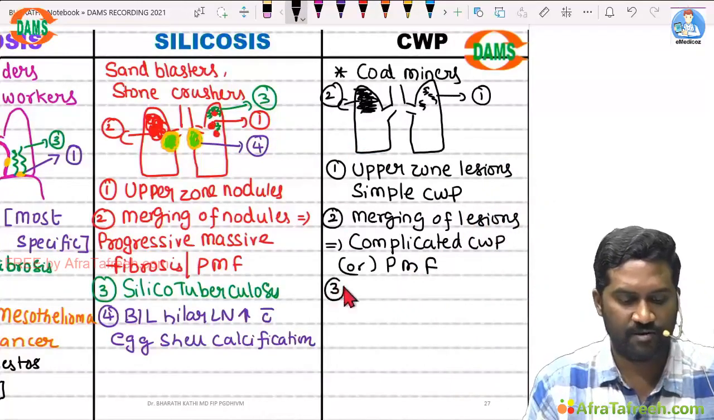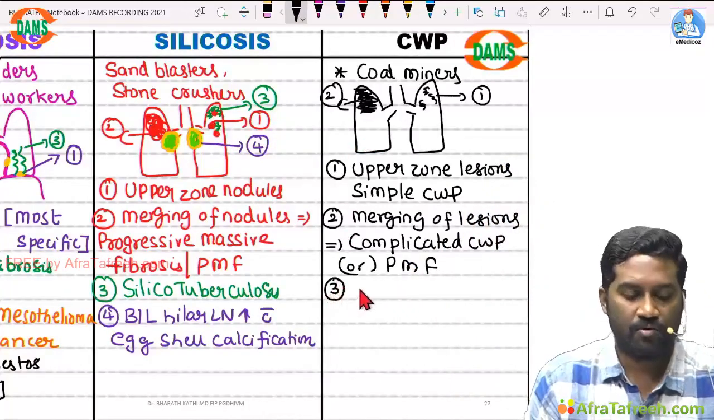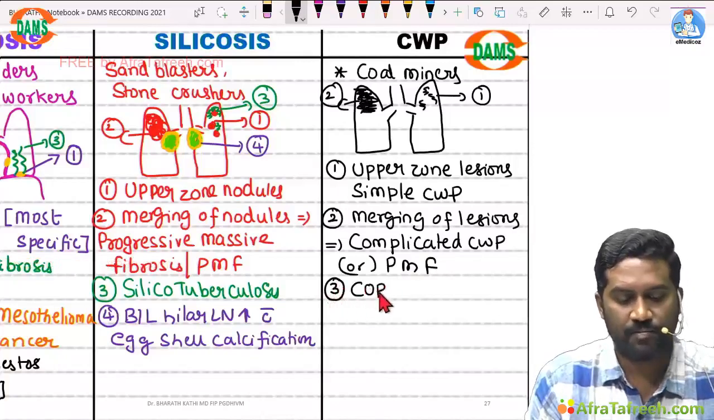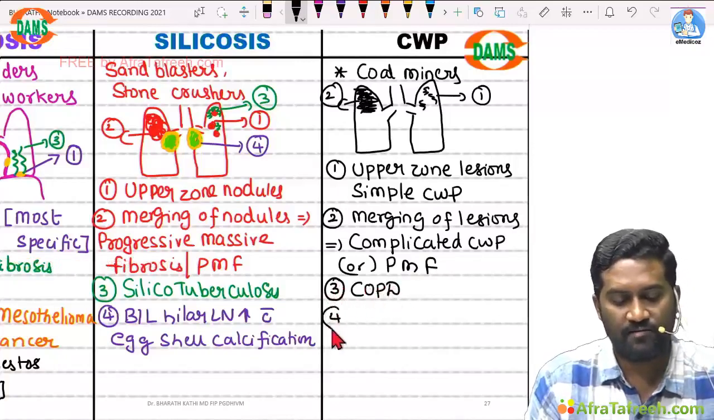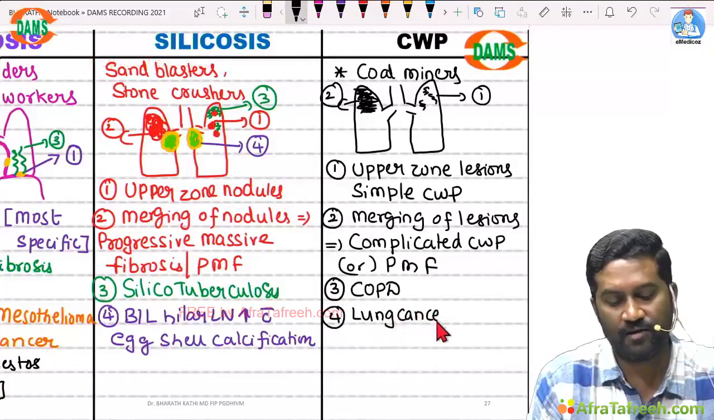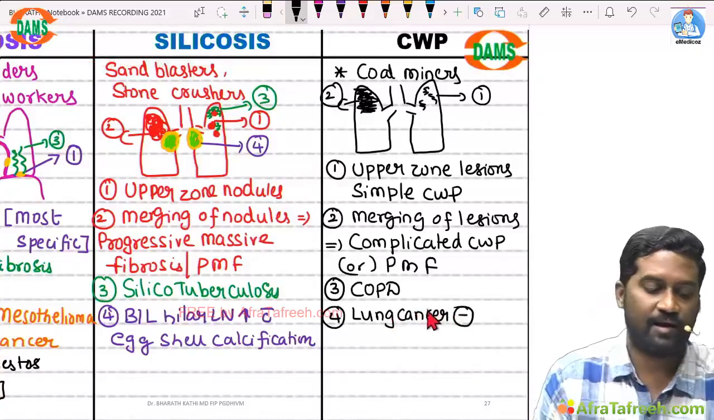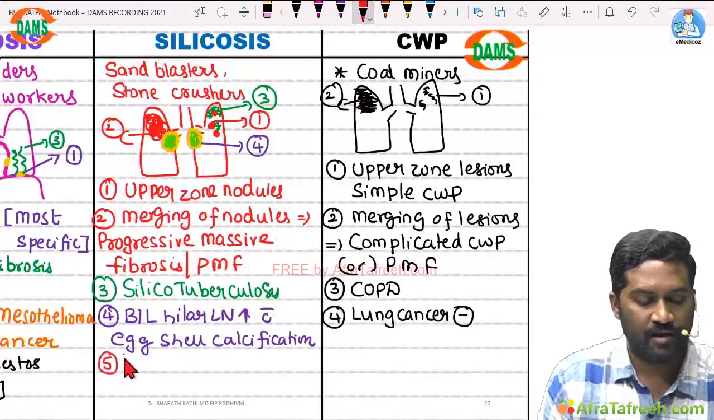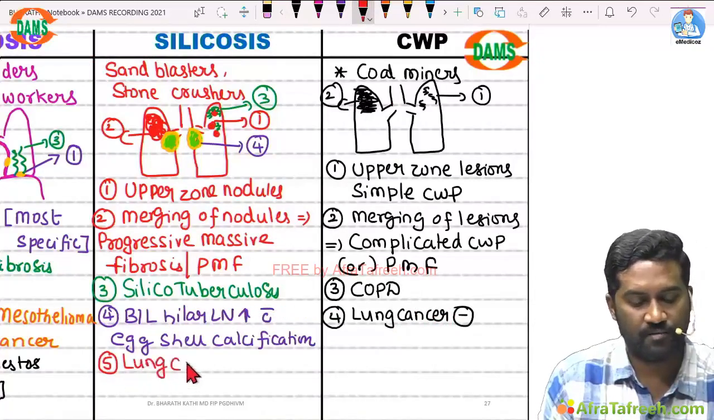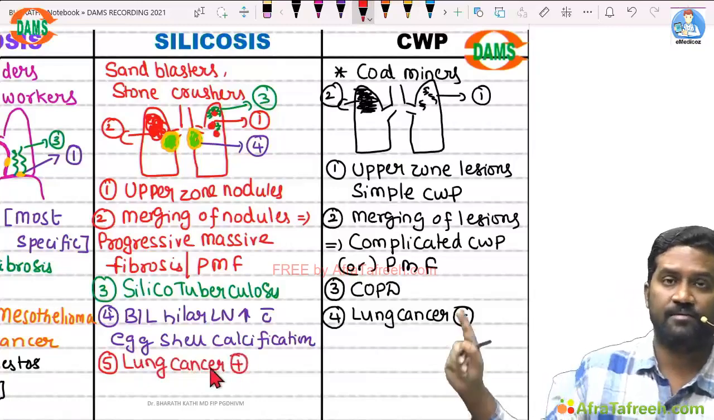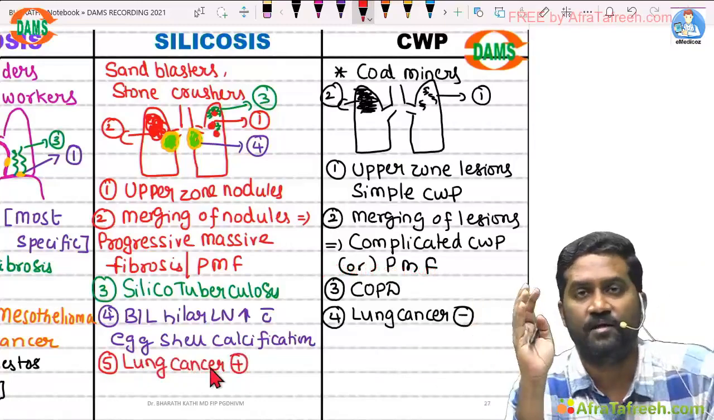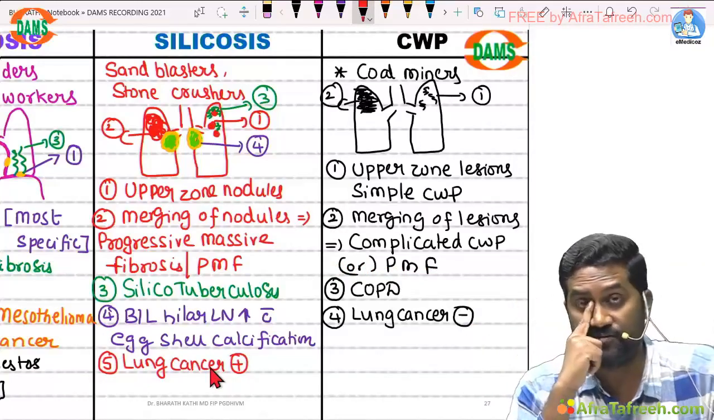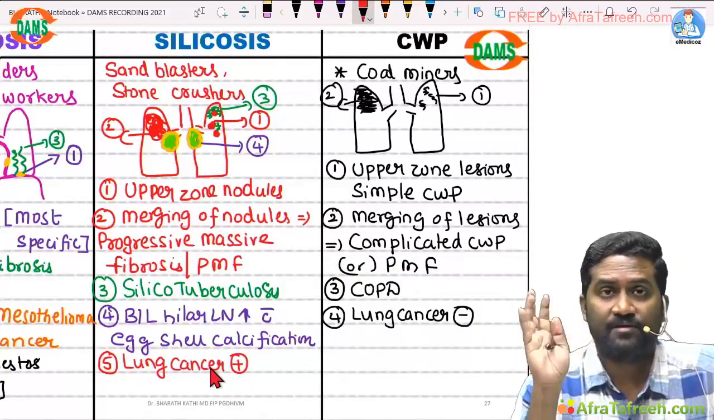And exposure to coal can result in COPD. And the lung cancer risk is not yet exactly known. We don't know exactly whether there can be lung cancer, yes or no. Whereas in silicosis, lung cancer can happen. There is evidence that silicosis can cause lung cancer. So this is again an important differentiation. In coal workers pneumoconiosis, the lung cancer risk is not known.